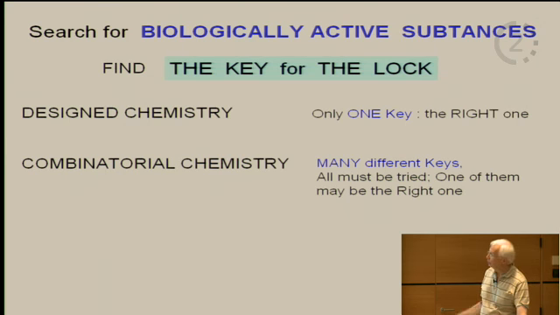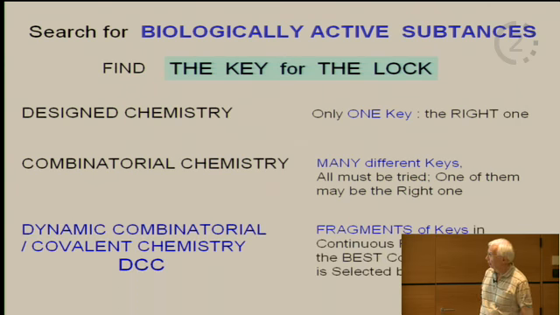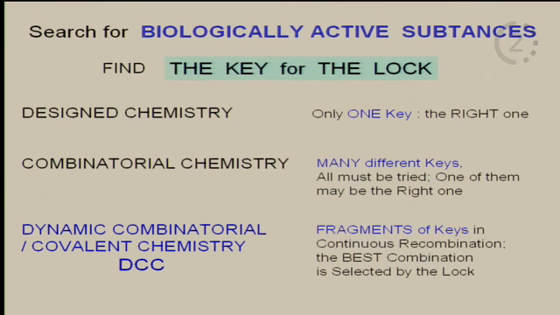So the combination of the two may be interesting. You can try a combinatorial chemistry, but one which is dynamic. What does it mean? You want to use the power of combinatorics, generating many, many, many things, with the power of recognition, which is the right key. How do you do that?